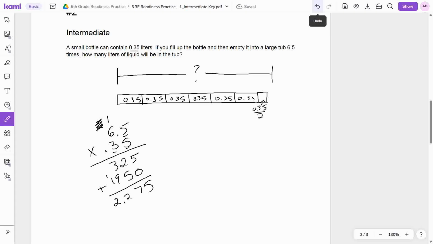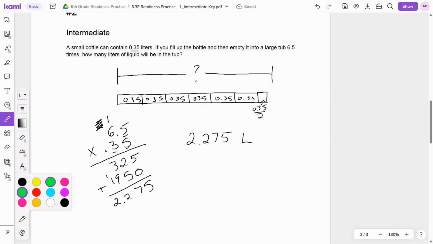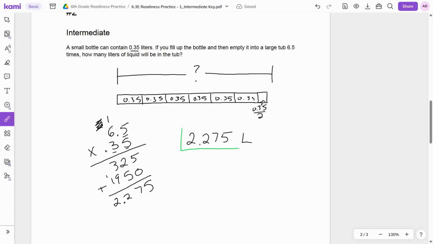So the answer is going to be 2.275 liters are going to be in that tub. And that's what we get if we also could have just taken the 0.35, added it up 6 times, and then added up half of that for that 6.5 times.